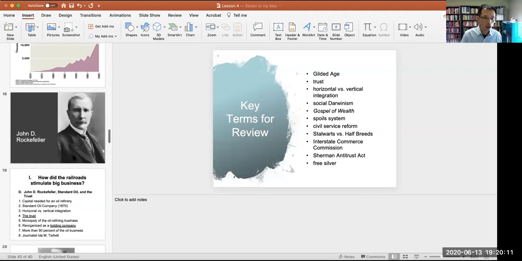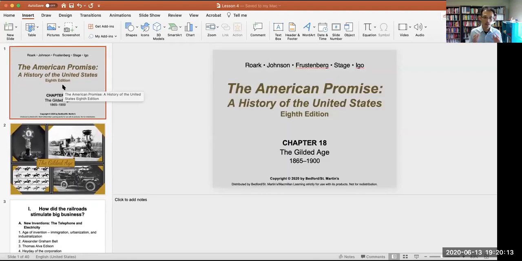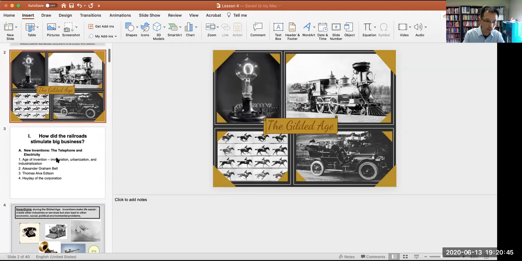Okay, and finally, we come to the 18th chapter on the Gilded Age. In the first half of the lectures, we mainly talked about innovations and the rise of big businesses. You want to be able to explain how ideas and products of late 19th century inventions contributed to the rise of big businesses. You want to make those connections on your own.